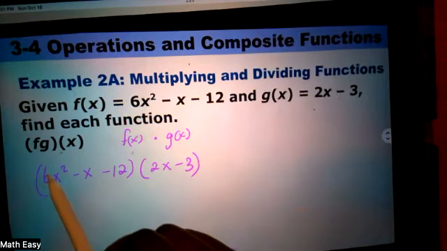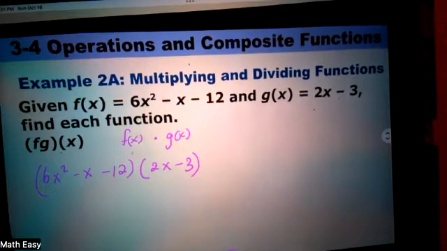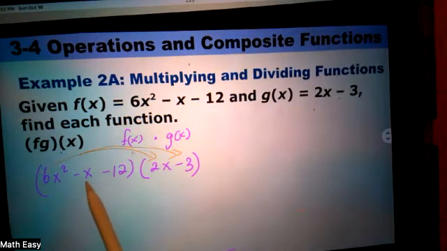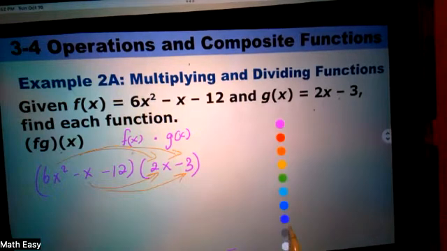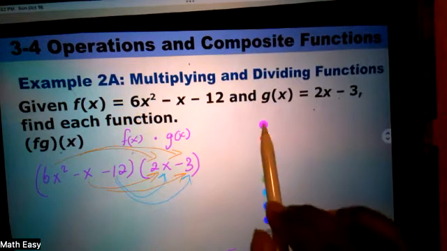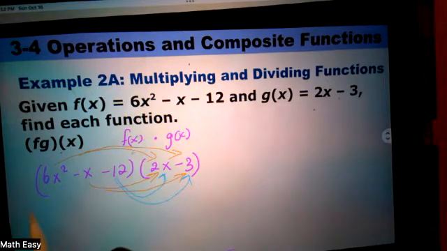We take what's in the first parenthesis and multiply it by everything in the second parenthesis. So we have 6x squared by 2x and by 3, then negative x by 2x and by 3, and then finally we're going to do negative 12 by 2x and by 3. All right, so many lines, but I hope you're not confused. So 6x squared by 2x gives us 12x cubed.